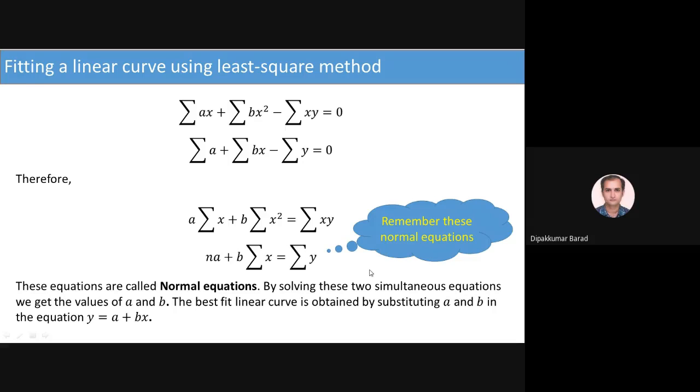Okay, note down: a into summation x plus b into summation x squared is equal to summation xy, and the second one is n a plus b summation x equal to summation y. And here y is dependent on x. Okay, y is dependent on x.